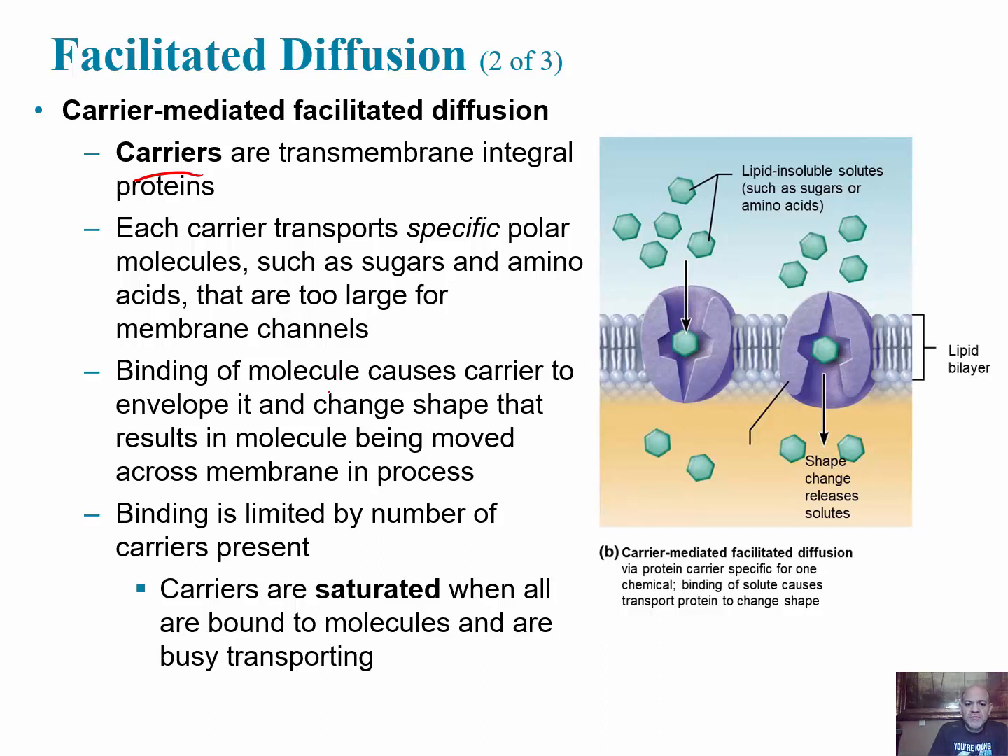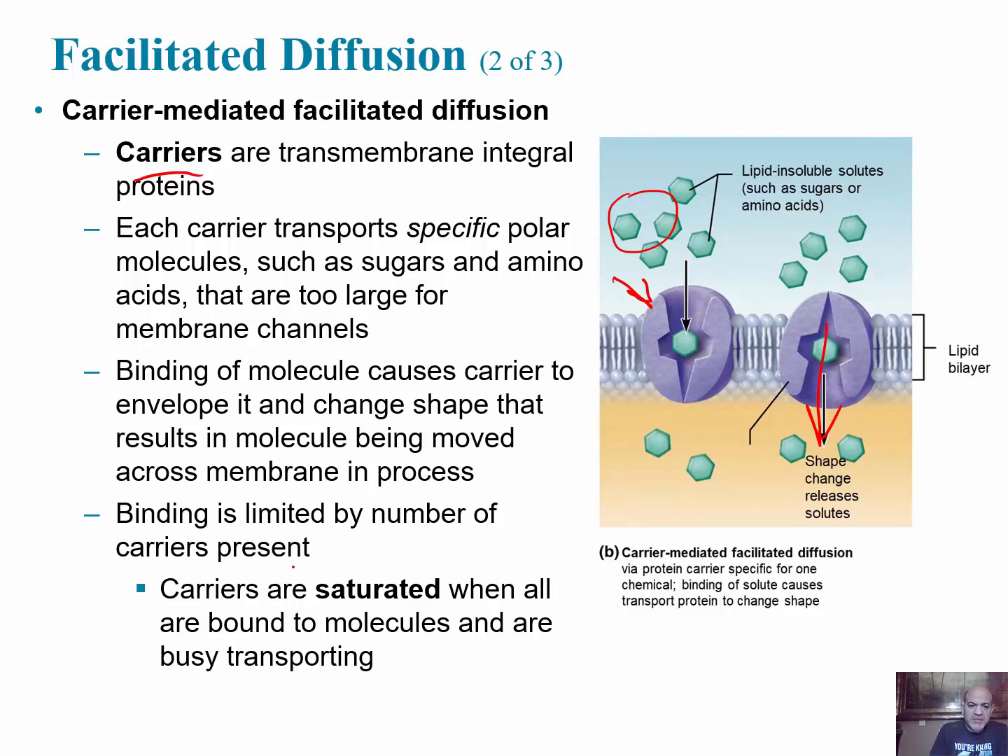And so here the molecule, when it binds to the carrier, the carrier is going to grab on or envelop the solute. And when that happens, that causes the protein to change shape and move the molecule across the membrane down its concentration gradient. So here you can see we have higher concentration of these solute particles. And when they bind to your carrier protein, that carrier protein changes shape and allows the molecule to move through down its concentration gradient. So this does not require any energy.